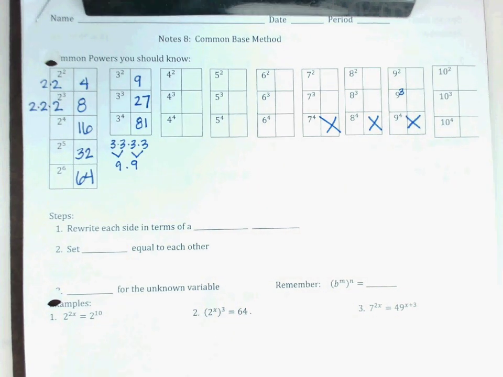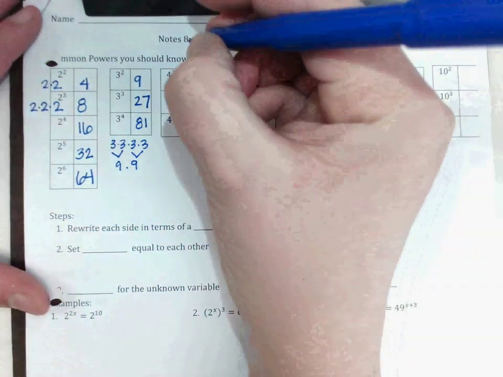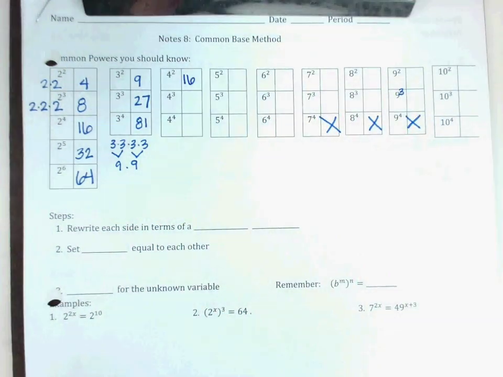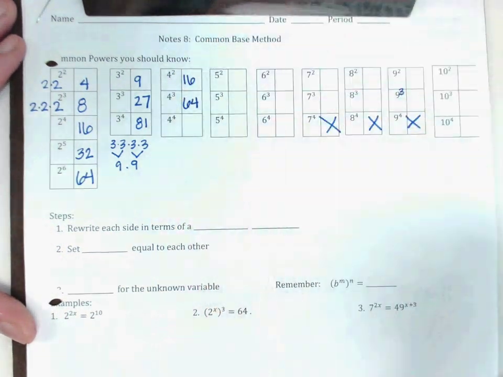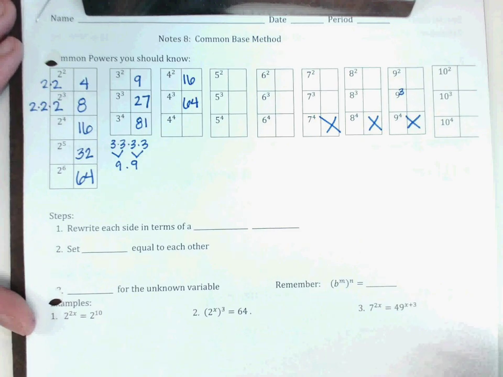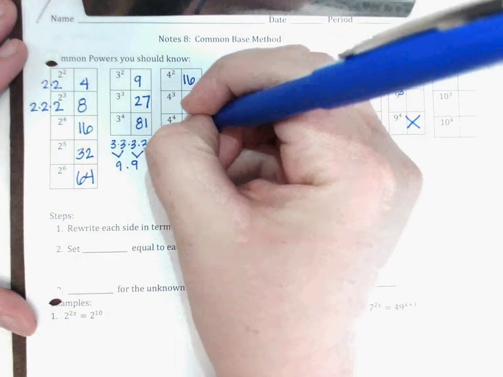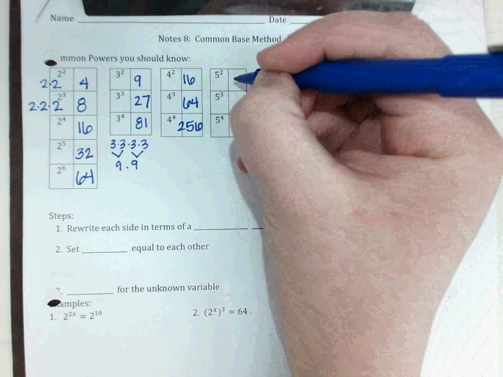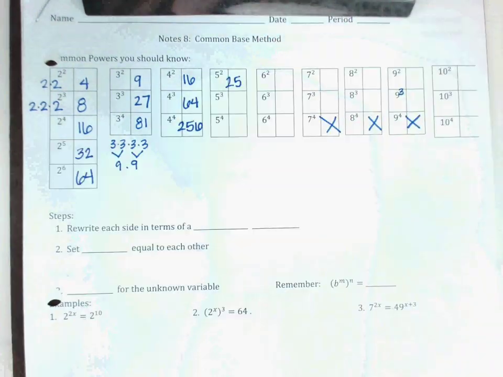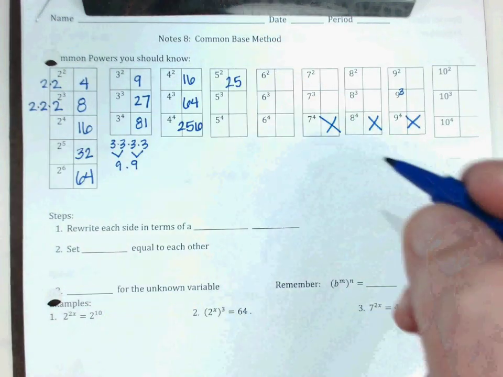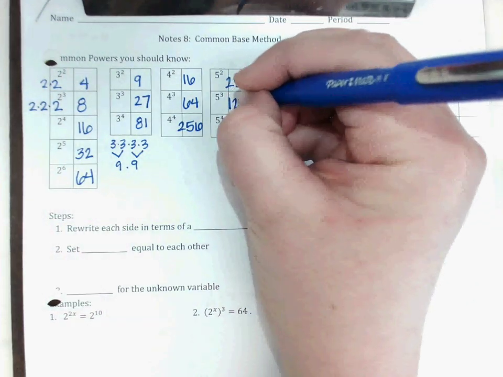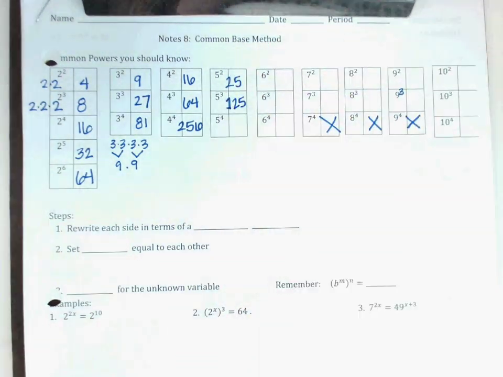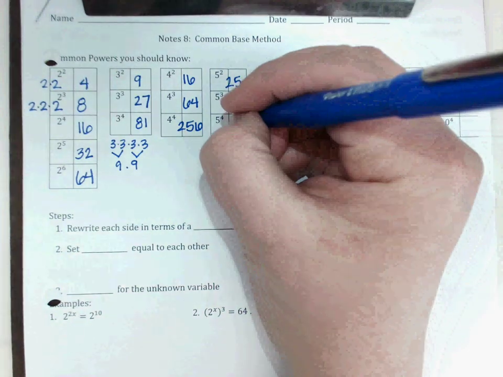4 squared, what do you get? 16. Okay, now times that by another 4, what do you get? 64. One more. What is 64 times another 4? 256. Yes. Okay, let's do 5 squared. 5 times 5 is? 25. What about times another 5? 125. Okay, and now times by one more 5?